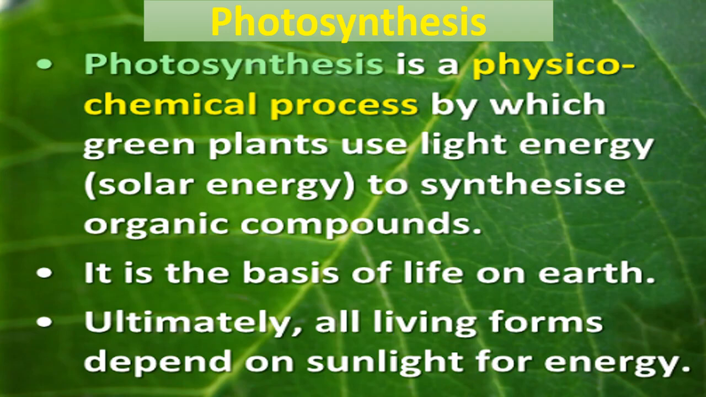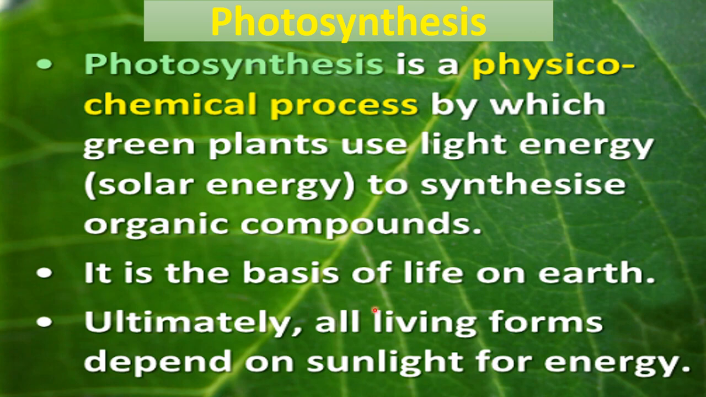Photosynthesis is a physico-chemical process because both physical and chemical changes occur in photosynthesis, by which green plants use light energy, means sunlight energy, that can also be called solar energy, to synthesize organic compounds. Organic compounds, because glucose is made here by plants. Okay, so that glucose is an organic compound.